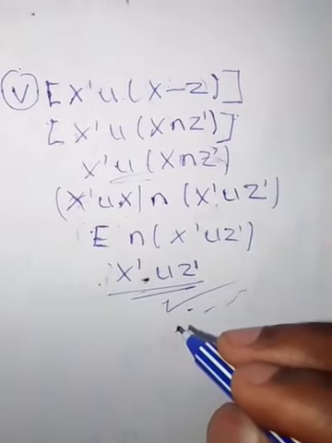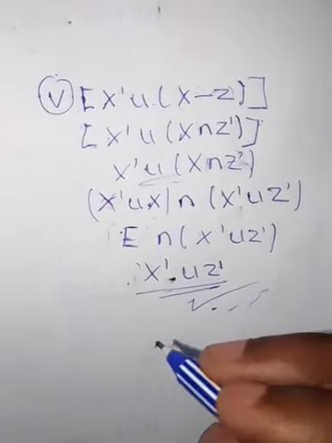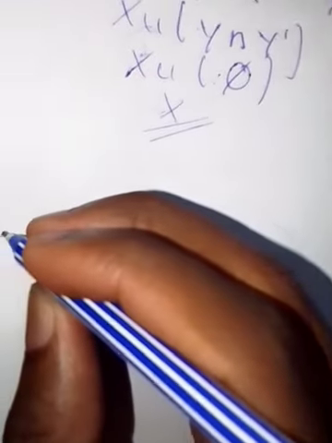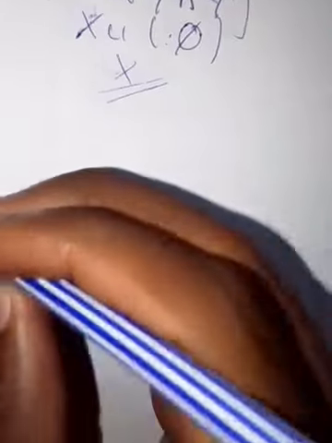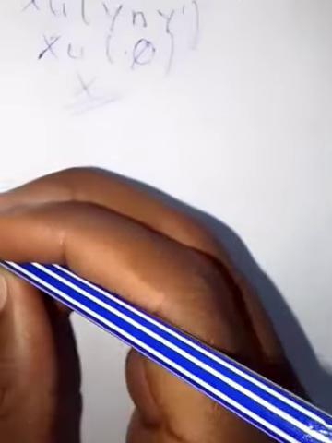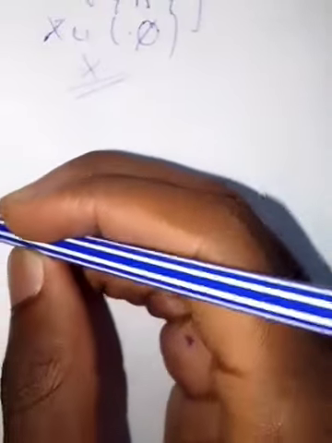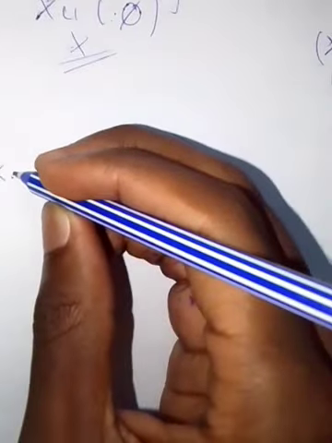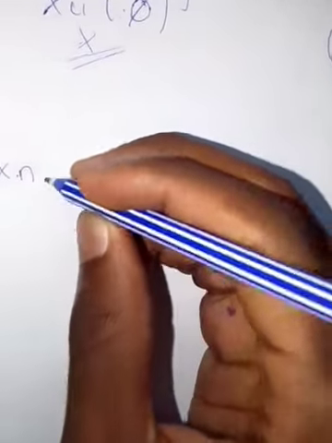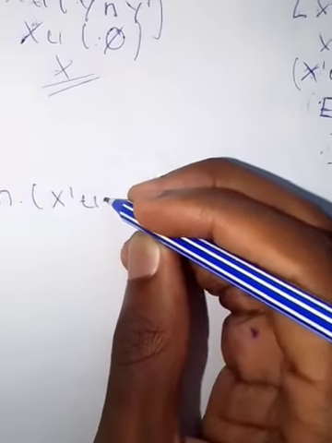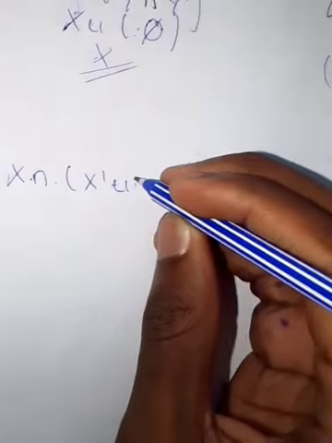Okay, now let's solve B. Let's solve B. So B, the first question, it is saying that x intersected with a set having x complement united with y.